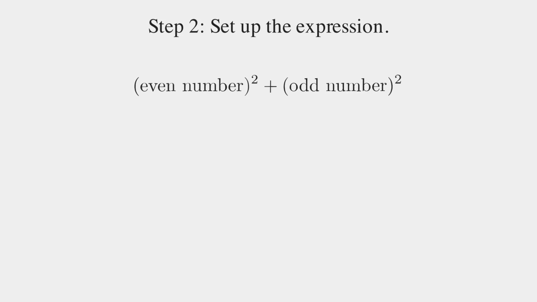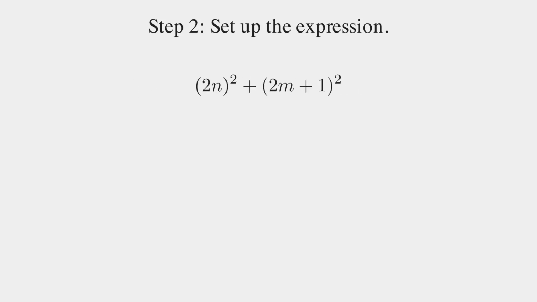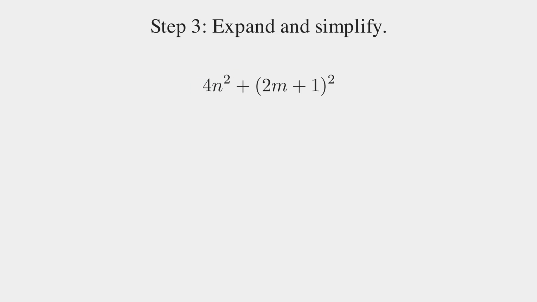Now, let's set up the expression based on the problem. We need the sum of their squares, which is (2n) squared plus (2m plus 1) squared. Let's expand this. (2n) squared gives us 4n squared. Expanding (2m plus 1) squared gives us 4m squared plus 4m plus 1.